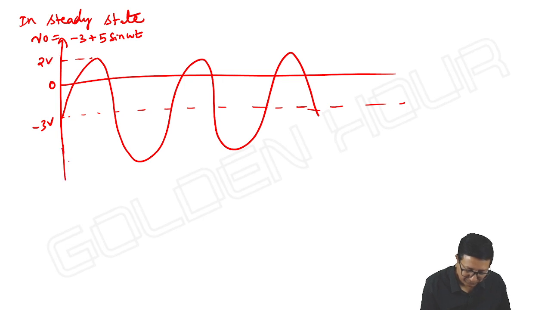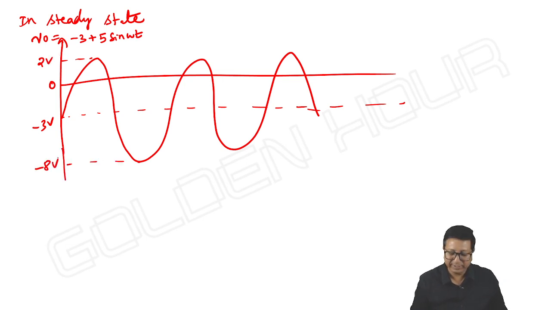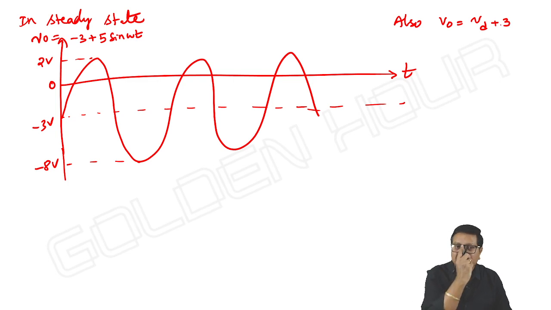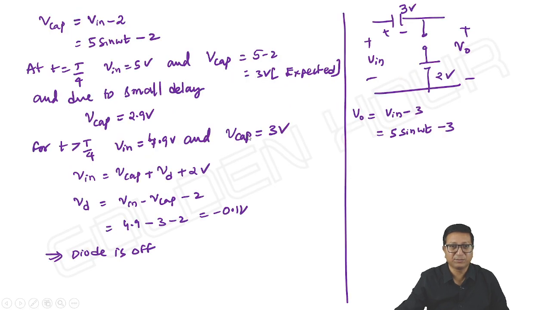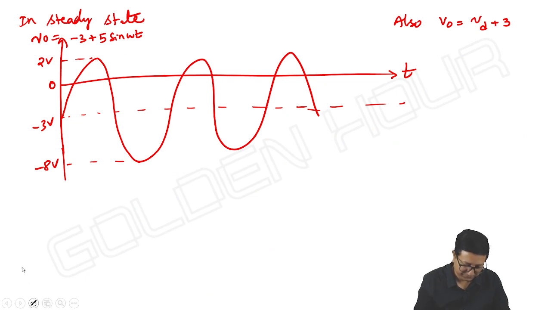It is 2 volts and -8 volts. This is how we can see the response. I hope you get it. And we know that also, here I am writing, V output is equal to Vd plus 3 volts. Is it not so? Okay, I wrote this statement earlier also. Vd plus 2, sorry, Vd plus 2, not 3. Which is also equal to -3 plus 5 sine omega t.